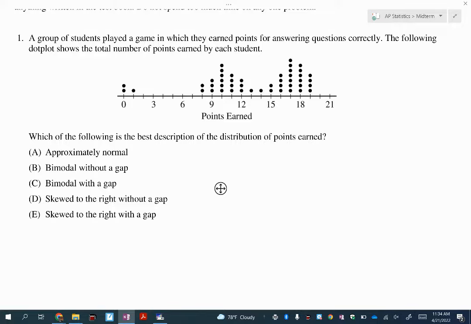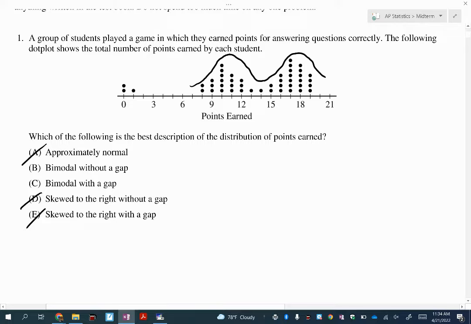Now, as we get into number 1, there are, in the answer choices, some vocab you need to remember from the first semester. So who remembers what bimodal means? So basically, two humps, right? 2 modes, 2 humps. So we're looking, does this have 2 humps? It definitely does, right? There's 1 hump and there's another hump. All right, so it's not going to be A, D, or E.